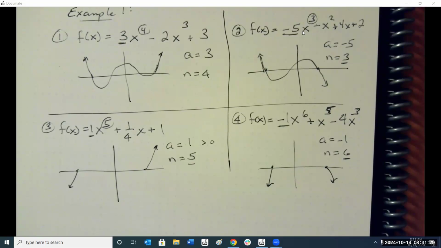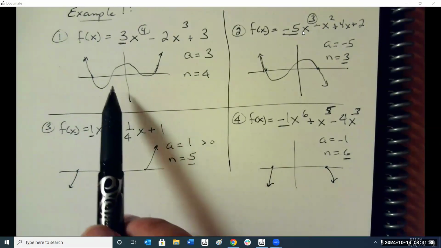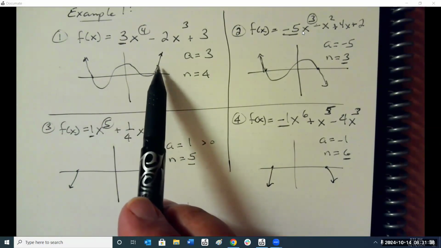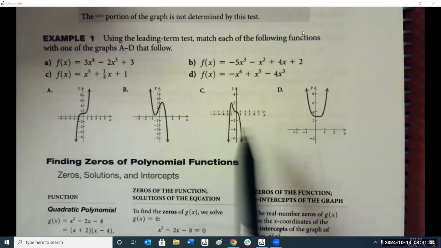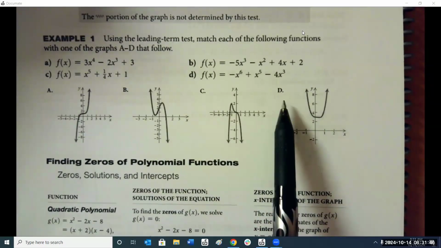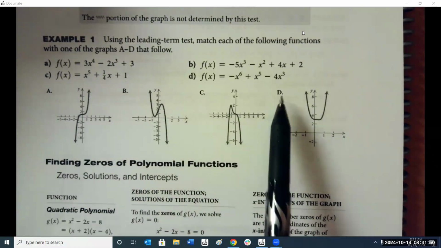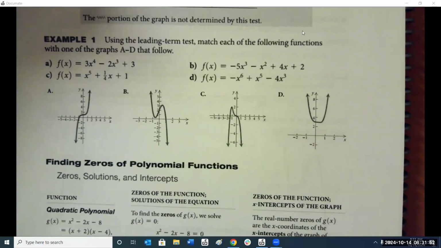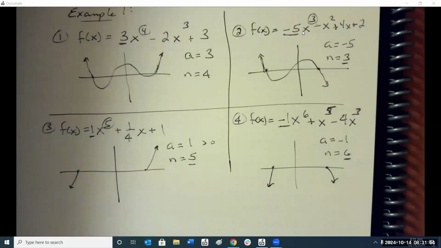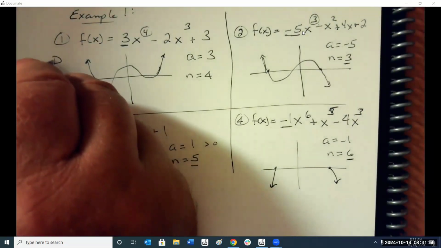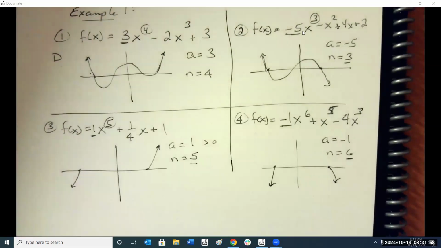So looking at our options in our sheets, let's look at the first one. Both ends point up. So out of these 4 graphs, which one has both ends pointing up? It's D. So A has to be D, because both ends point up.